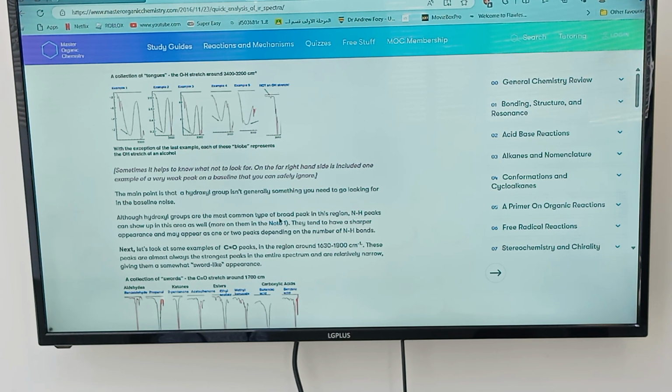nitrogen-hydrogen, or amine group, peaks can show up in this area as well. More on them in the note. They tend to have a sharper appearance and will appear as one or two peaks depending on the number of nitrogen-hydrogen bonds. Next, let's look at some examples of carbon-oxygen peaks in the region of 1800 to 1630. Look at it.